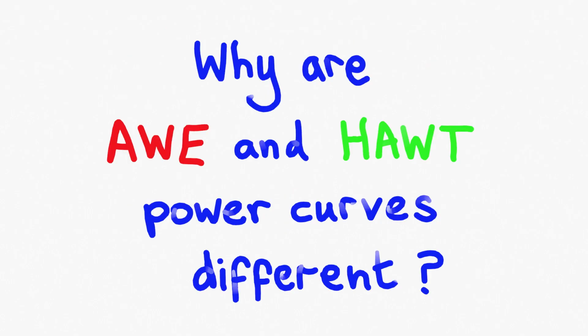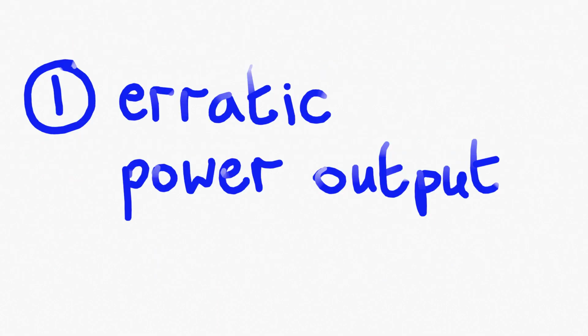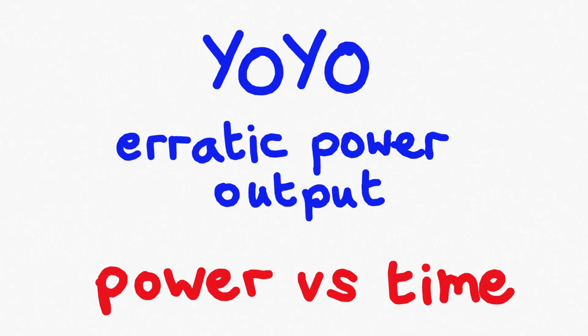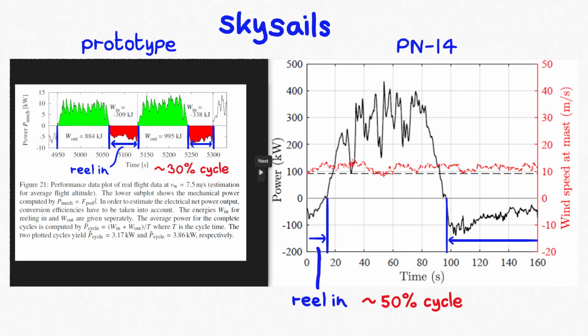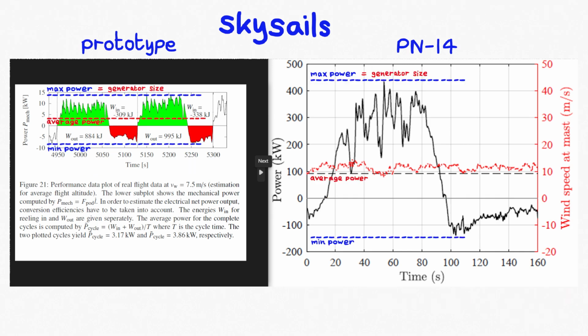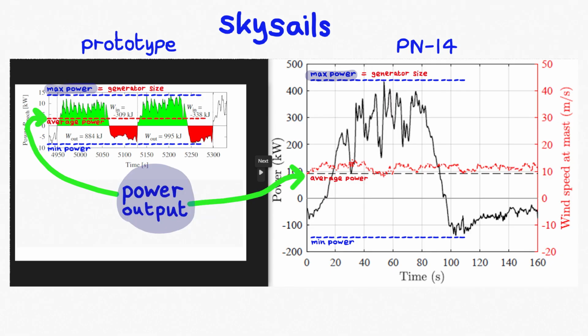Why are airborne wind energy and conventional wind turbine power curves different? The yo-yo tether reel-in phase consumes power for part of the cycle. The reel-out power generation is erratic. The average power output is much lower than the generator's maximum power.